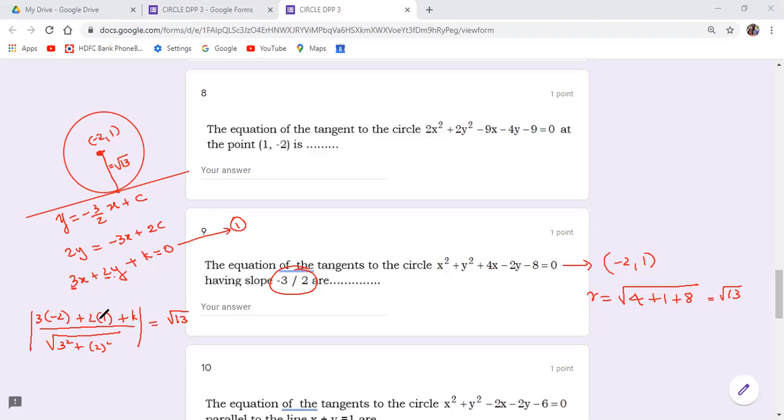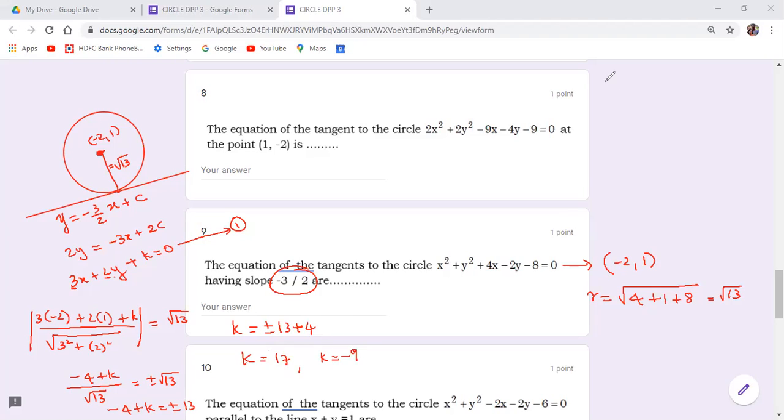So how much do you get? Minus 6 plus 2 minus 4. Minus 4 plus k upon root of how much? 9 plus 4, 13. It is plus or minus root 13. I removed the modulus, so plus or minus has come. So I can say minus 4 plus k is plus or minus root 13. So what is k's value? Plus or minus 13 plus 4. So k's value is either 17 or k's value is minus 9.